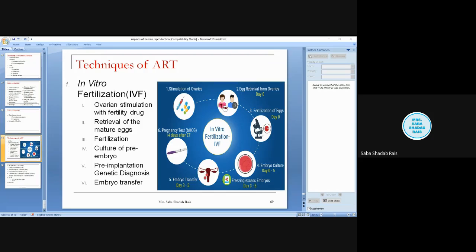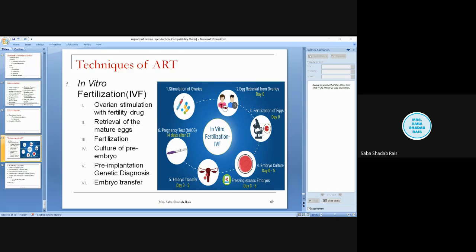Now, what is the problem with this? The embryo must successfully attach to the wall of the womb. If the embryo which was grown in the laboratory environment adapts itself to the uterine environment, it attaches itself and shows a successful, viable pregnancy test. Now next is the GIFT technique, that is gamete intra-fallopian transfer.